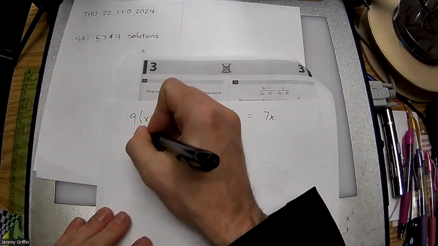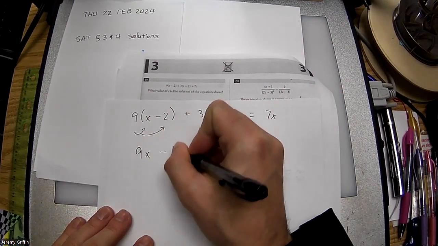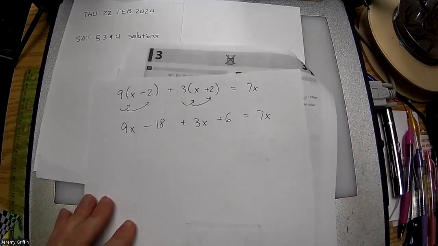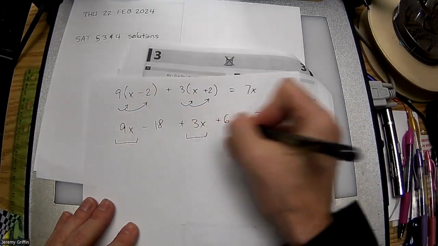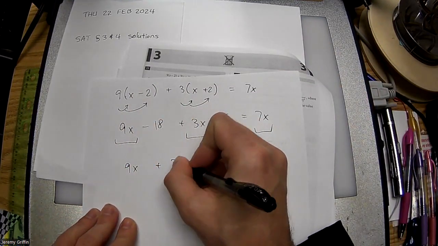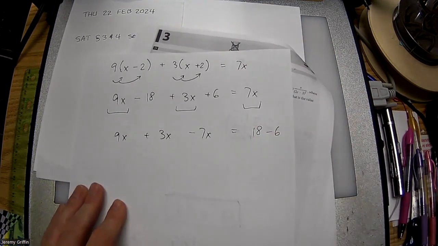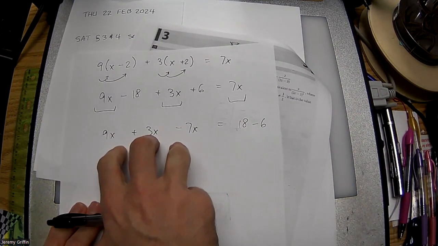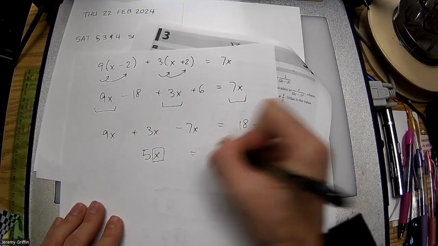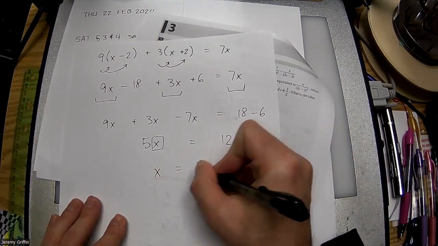Set up. Distribute. 9x minus 18 plus 3x plus 6 is 7x. I have five terms. Three of them have the x, two of them don't. Let's get like terms together. 9x plus 3x minus 7x equals 18 minus 6. You guys good there? I get 5x is equal to 12. So x could be 12 over 5.